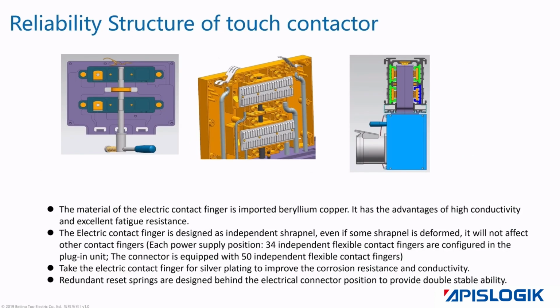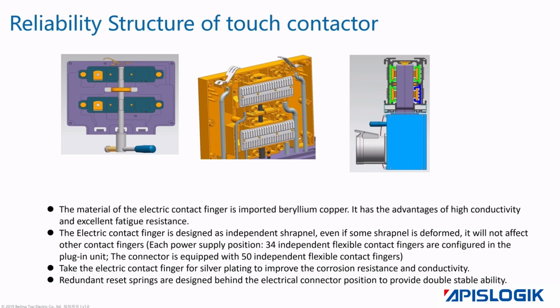Connection reliability analysis. First, we use special materials for the contacts to ensure electrical conductivity and good flexibility. Second, each flexible contact finger is independent and has a redundant design. The failure of a single contact finger will not affect the safe use. Third, the connection positions are all silver-plated to increase their electrical conductivity. Fourth, the copper bar under the contact finger has a spring, and the contact finger itself is elastic. The redundant elastic design ensures the service life of the contact, which can be used safely for more than 25 years.